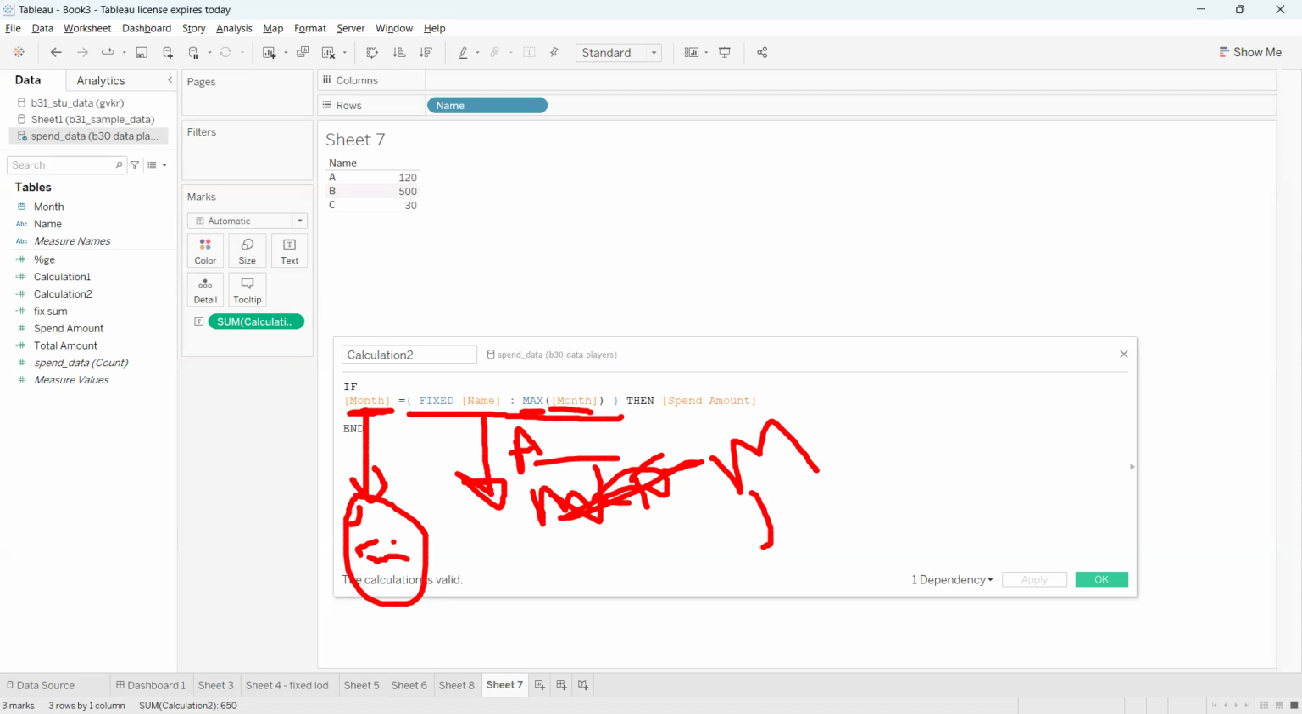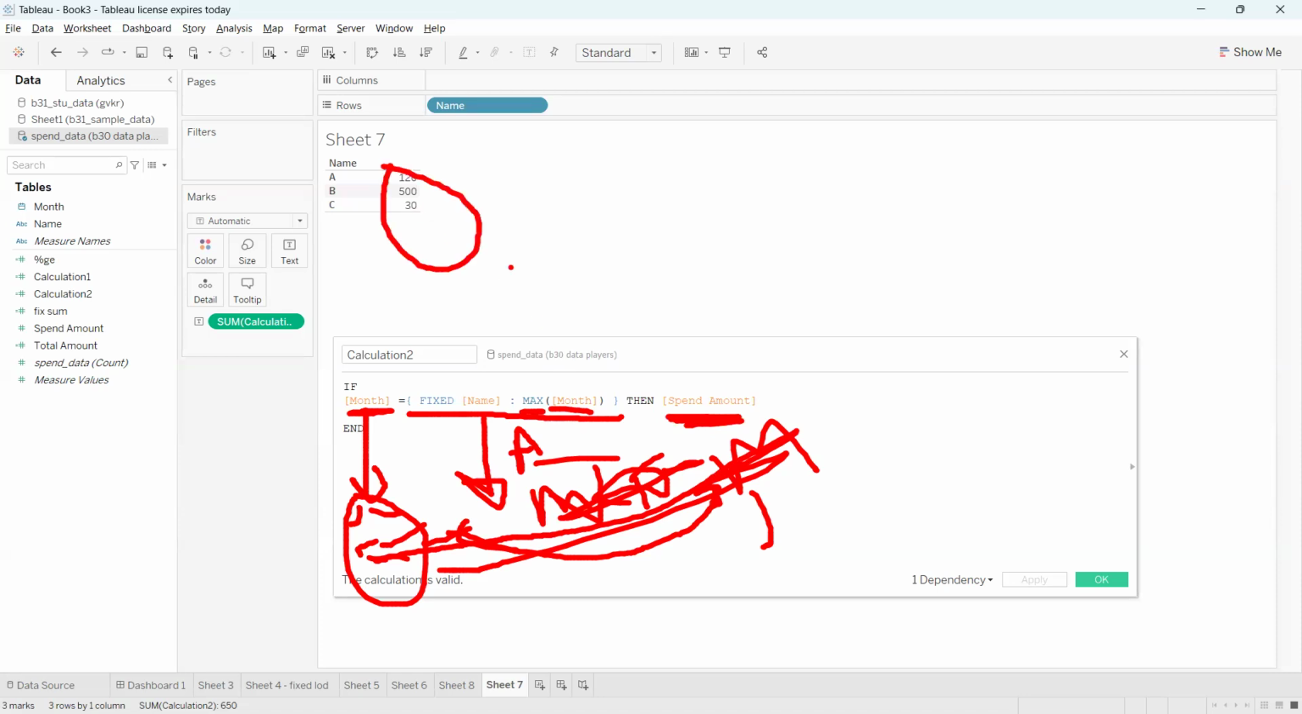And on the left side, I have January, February, March. And on the right side, for person A, the latest month is March here. And when these both are equal, when we have March and March, then only I want the spend amount in the output here. That is how this calculation will work.